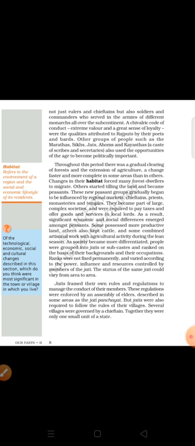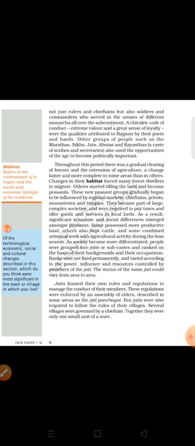Sometimes they are very liberal, sometimes they have gone to conservatism. They are very conservative, that is the right word, and in some areas they are liberal. Jatis framed their own rules and regulations and managed the conduct of their members. These regulations were enforced by an assembly of elders described in some areas as the Jati Panchayat, but jatis were also required to follow the rules of their villages.